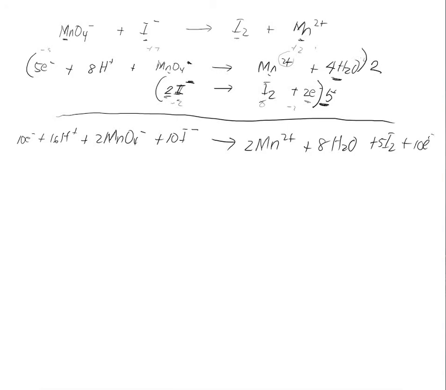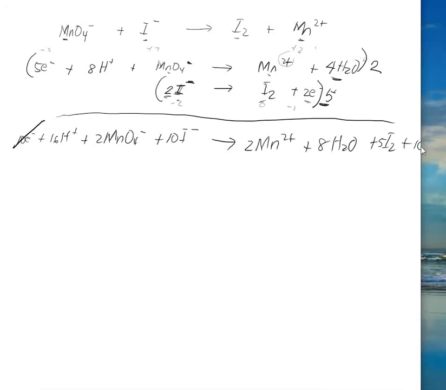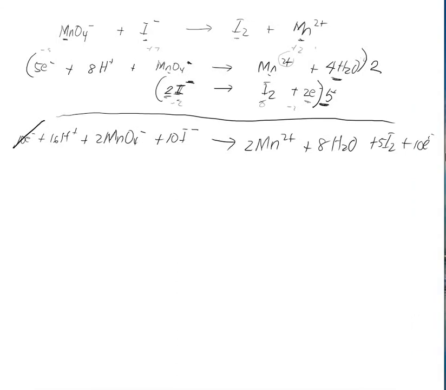And then i-cancel na nato. Na 10 electrons diri sa reactants, na 10 electrons sa products. Okay? So this is now our balance nga equation. Okay?